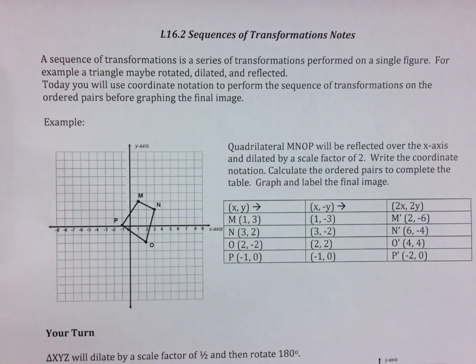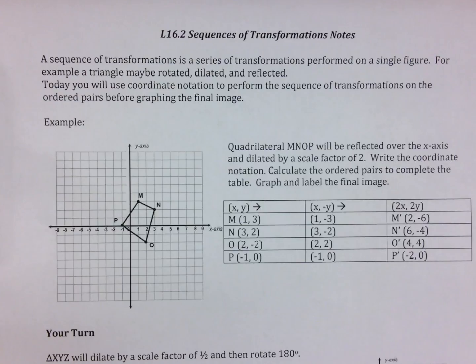Today's lesson is lesson 16.2, Sequences of Transformations. A sequence of transformations is a series of transformations performed on a single figure. An example would be taking a triangle, rotating it, then dilating it, and then reflecting it. So it's different transformations happening to the same original pre-image.